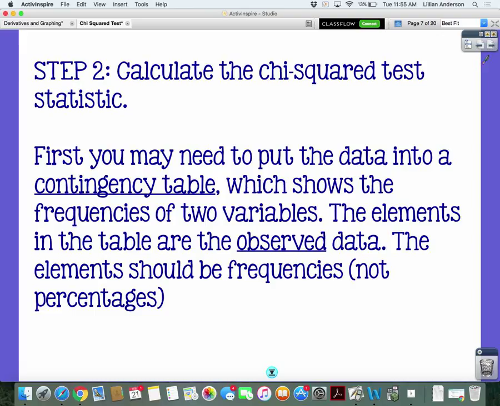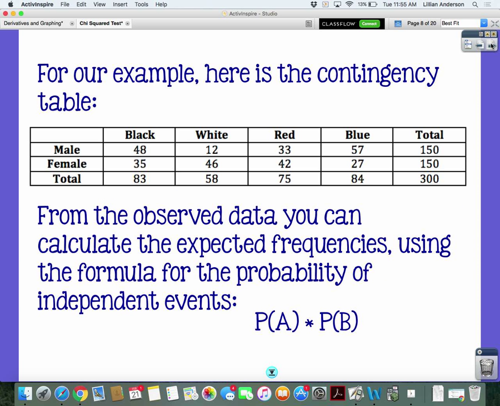That's all you're doing. Now, for our example, here is the contingency table. We have males and females, and then these are the 4 color shirts that they decided to select on. There were 48 males that said they liked black shirts. There were 46 females that liked white shirts, et cetera.